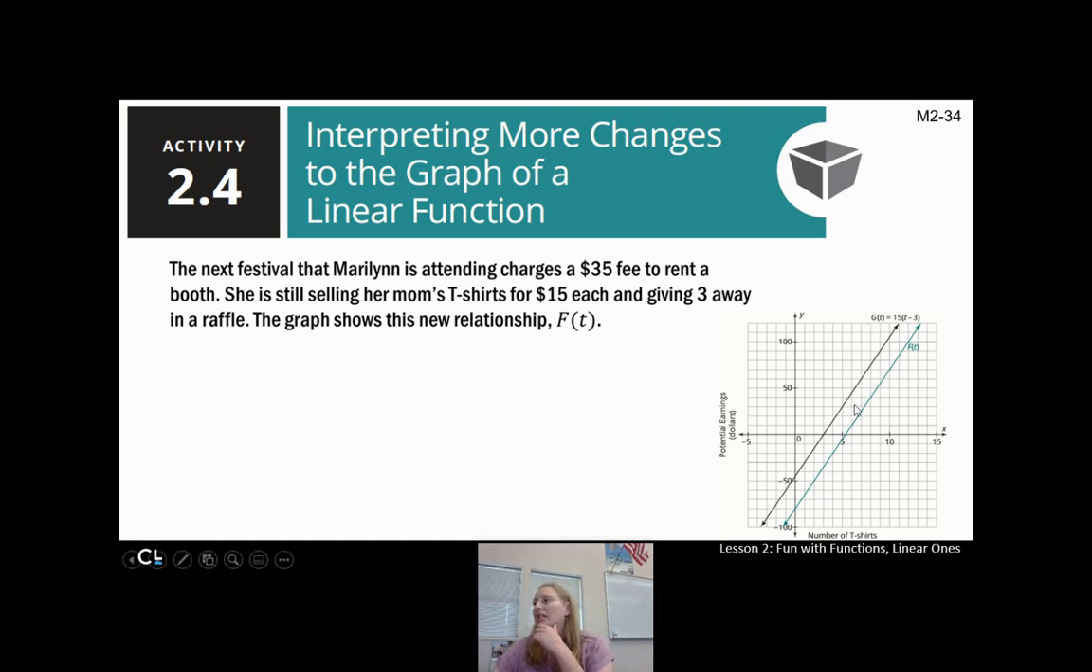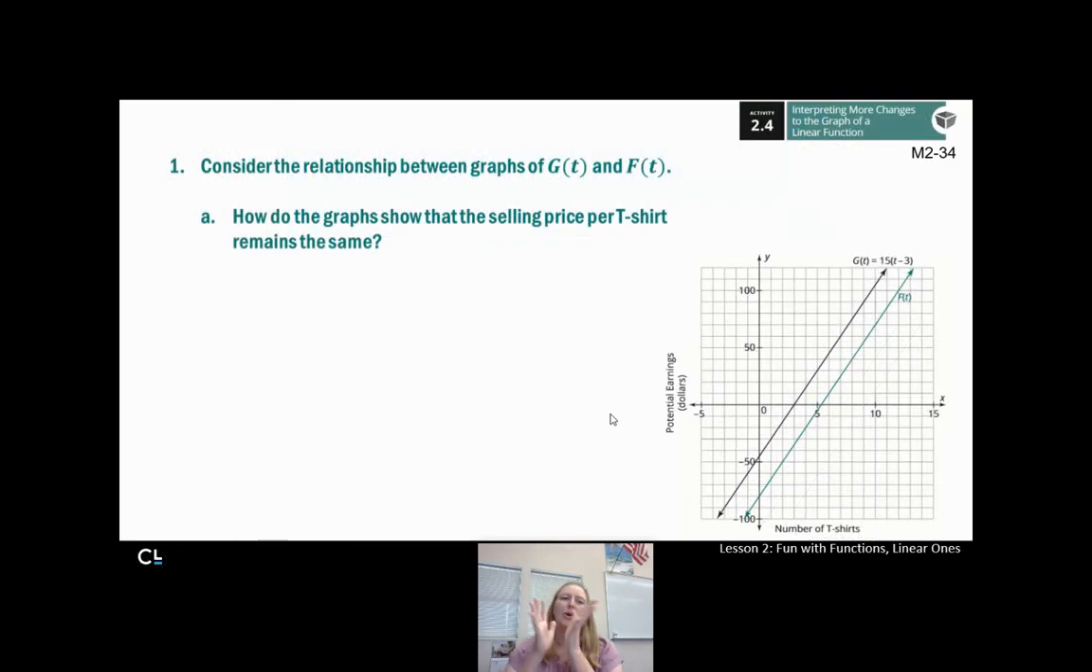So here's g of t that we were just playing with, but now here is f of t, taking into account the fact that she's got to spend another $35 just to set her booth up. And you can see things have happened to my graph. So once again, I would like you to consider the relationship between the graphs of g of t and f of t. How do the graphs show that the selling price per t-shirt remains the same? Hit pause, you know the answer to this, write it down, and hit play when you're ready to check your work.